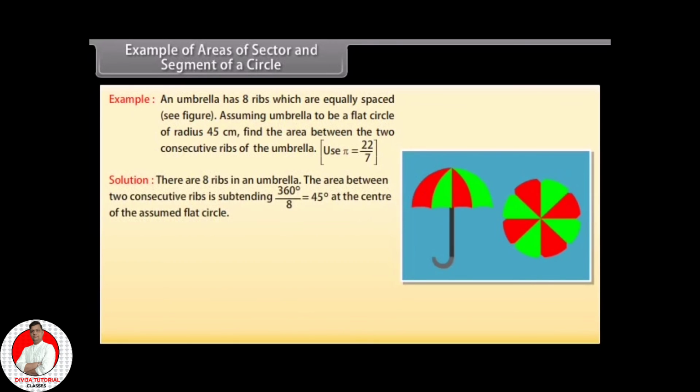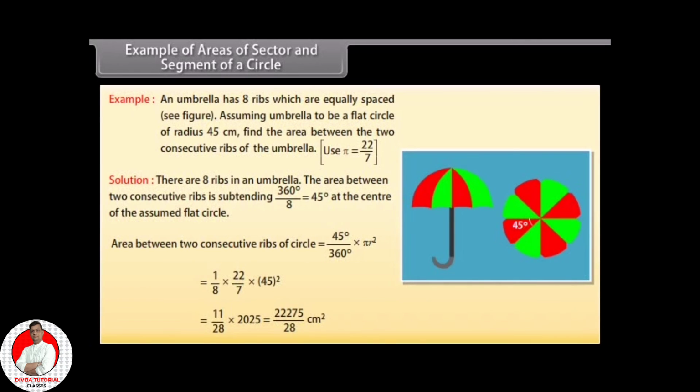There are 8 ribs in an umbrella. The area between 2 consecutive ribs is subtending 360 degrees upon 8, which is 45 degrees, at the center of the assumed flat circle. Area between 2 consecutive ribs of circle is 45 degrees upon 360 degrees into pi r square. Now, by calculating it, we get 22,275 upon 28 centimeters square.